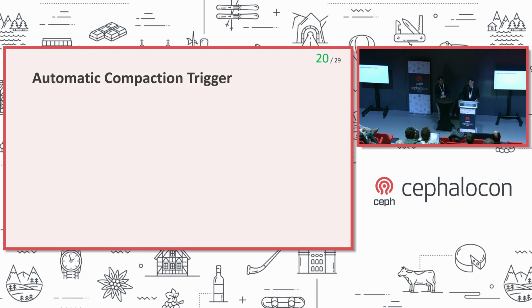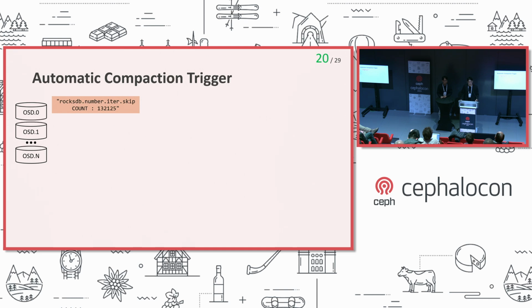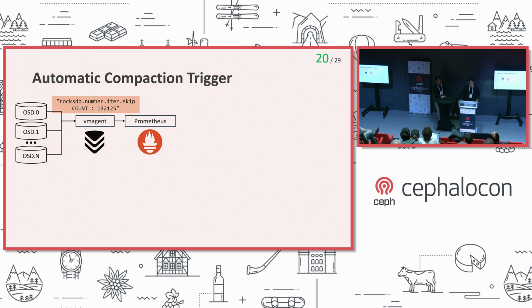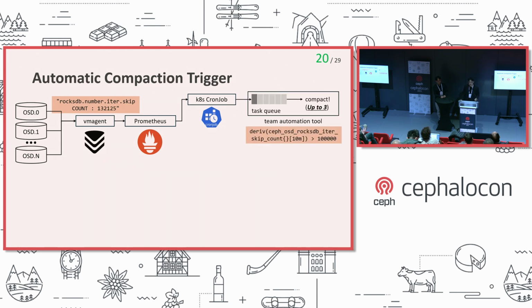We built a system to proactively compact OSDs likely to encounter issues by leveraging the skip count. The structure of this system is as follows. First, skip counts were collected from each OSD using the previously described method. These counts were then pushed as metrics to Prometheus via VM agent. Next, a cron job was configured to periodically query Prometheus for OSDs where the skip count had increased by more than 100,000 over the past 10 minutes.